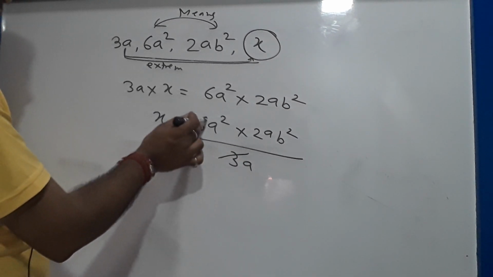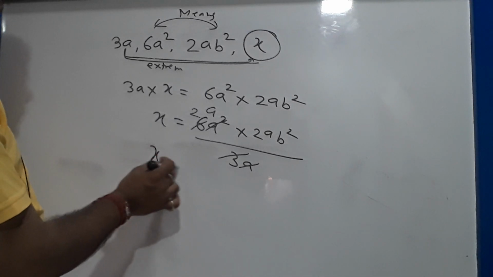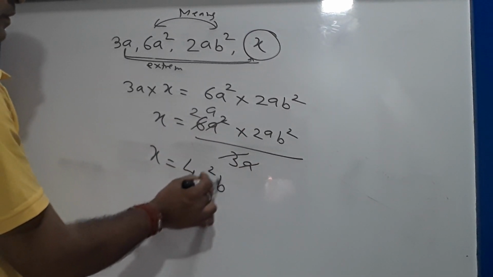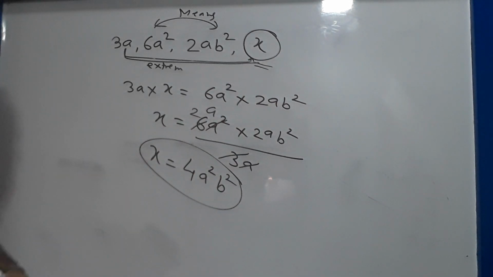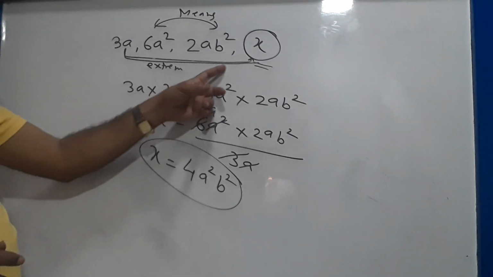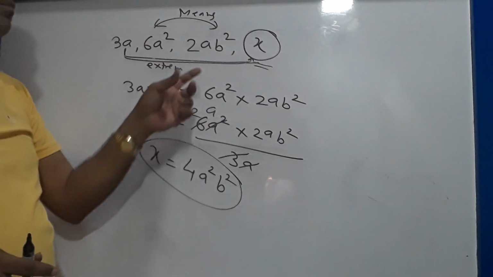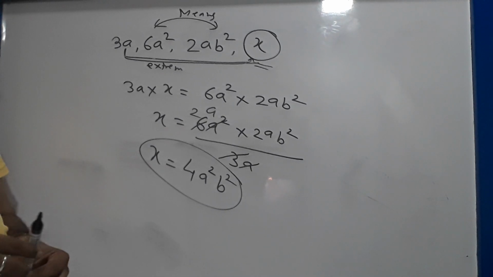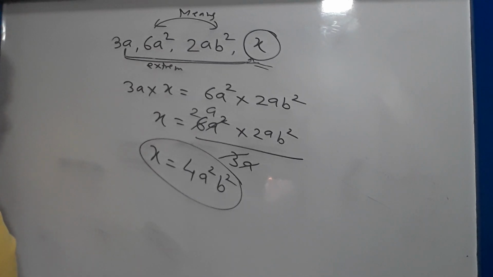3 twos are 6, one a gets cancelled. So x is 2a into 2ab square, 2 into 2 is 4, a square b square. This is my fourth proportion x. So when four numbers are given, we use the definition of proportion: product of extremes is equal to product of means. For four numbers we use proportion. If three numbers are given, then we use continued proportion or mean proportion.